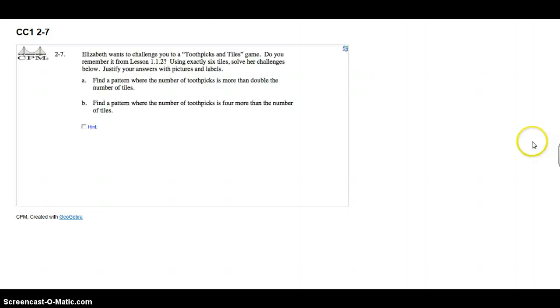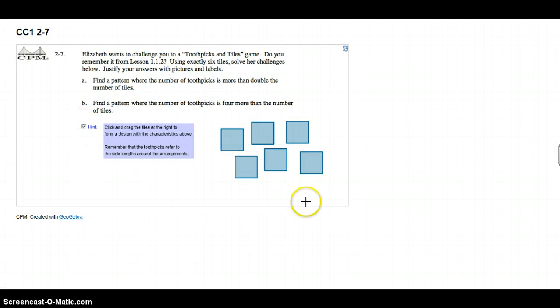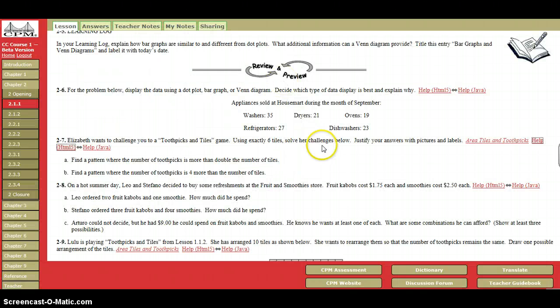Okay? On our hint, we do have the option of switching around the 6 tiles on here. Remember that your tiles must meet side to side. They cannot meet corner to corner, okay? They must meet side to side in order for you to solve the problem correctly. So that is 2.7a. Remember, you have 6 tiles.